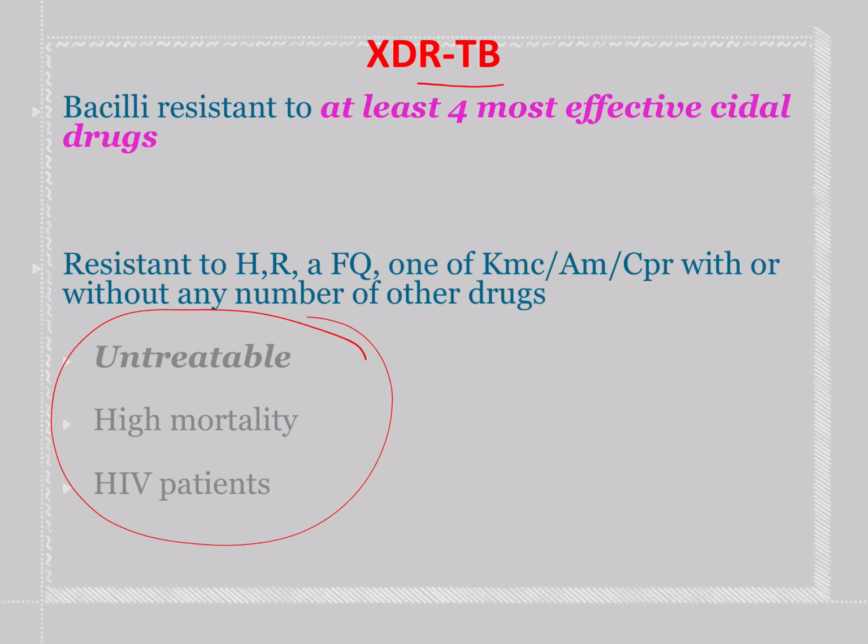How do you categorize which group it belongs to? First, we send the sample and analyze it under CBNAAT, whether the patient is positive or negative. If the patient is positive, we further analyze it for resistance to rifampicin. If we want to find the resistance to other anti-tubercular drugs, we use LPA.